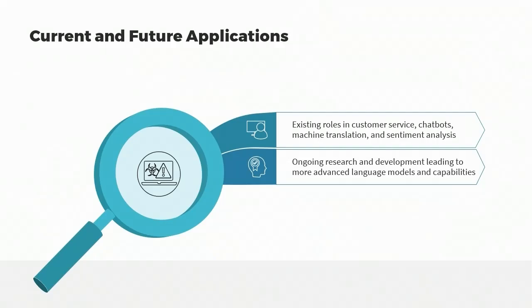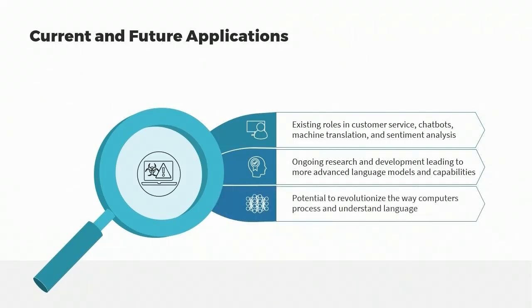Ongoing research and development will lead to the creation of more advanced language models with expanded capabilities. For example, models like GPT-4 are already capable of generating coherent and realistic language, and future models are expected to push the boundaries of what these models can do. With the development of more sophisticated language models, there is the potential for AI to revolutionize the way computers process language, enabling machines to understand and respond to natural language in a way that was previously impossible.